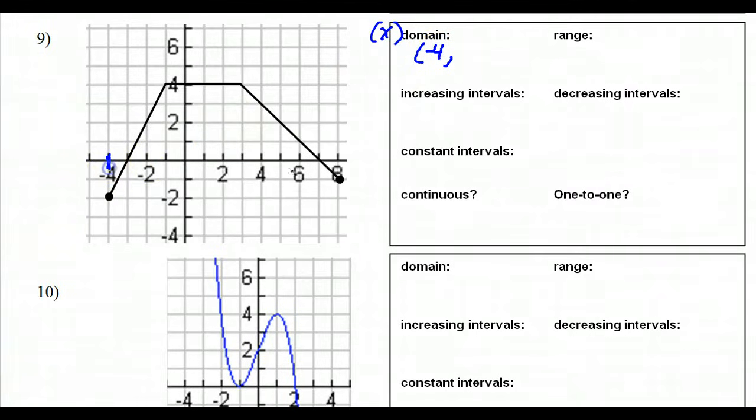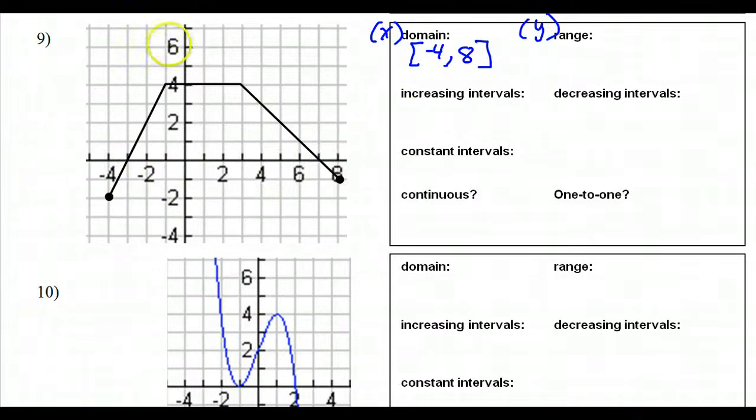All right. To the right, it goes to 8. Oh yeah, I should be using square brackets because it's not infinity or anything, so I can include it. So negative 4 to 8. That's my domain. Now the range is the y values. That's how low does it go and how high does it go.